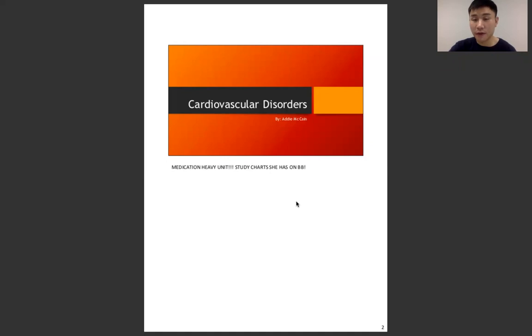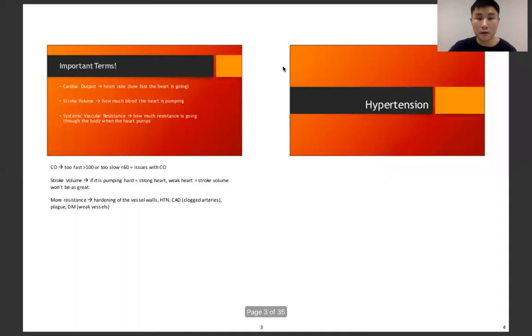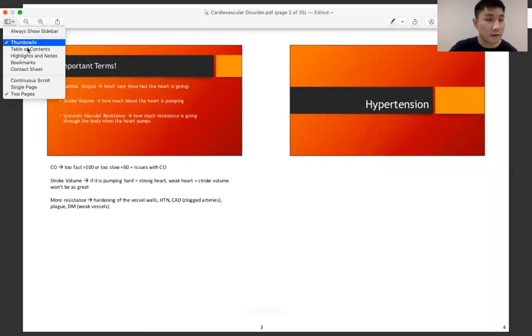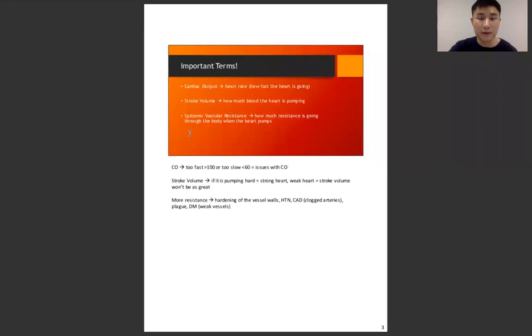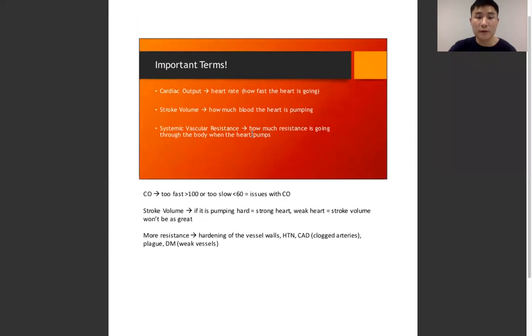Cardiovascular disorder and nursing care. Okay, so some of the important terms that we have to understand and know the definitions of.